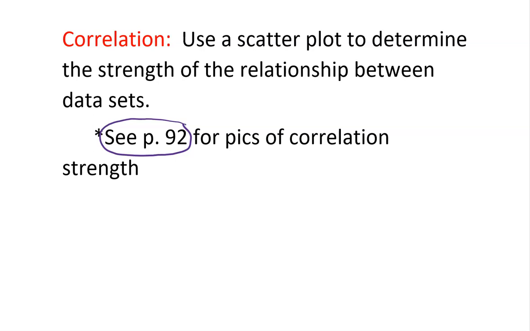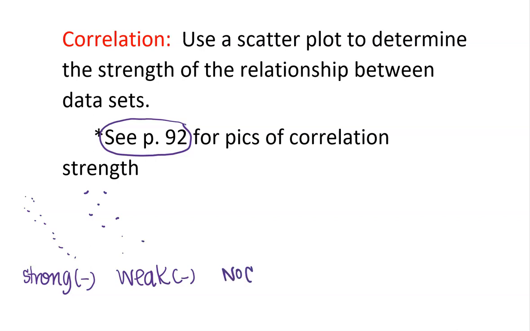Correlation: use the scatter plot that has been graphed to determine the strength of the relationship between the data sets. So when you look at page 92, a strong negative correlation has a bunch of data points kind of close together and you're going down. A weak negative, the points are a little bit more spread out, but you can still tell it's going in that negative direction. No correlation, they're all over the place. You can't tell if it's going up or down.